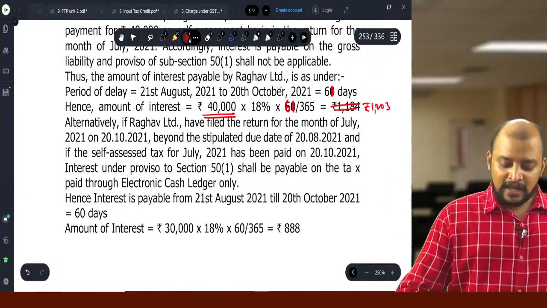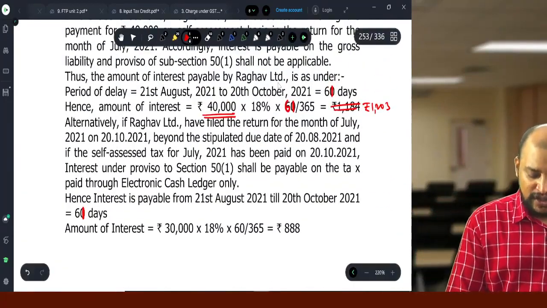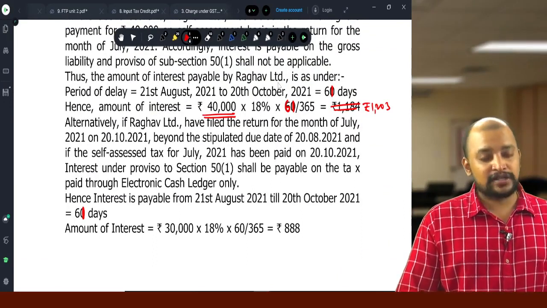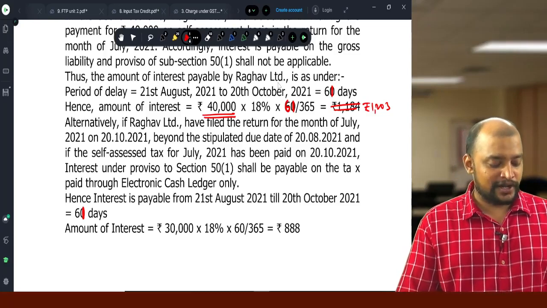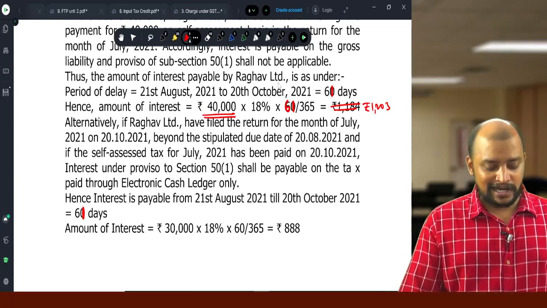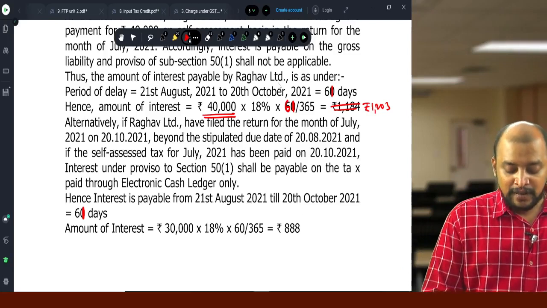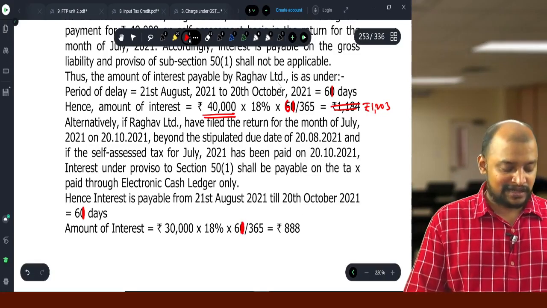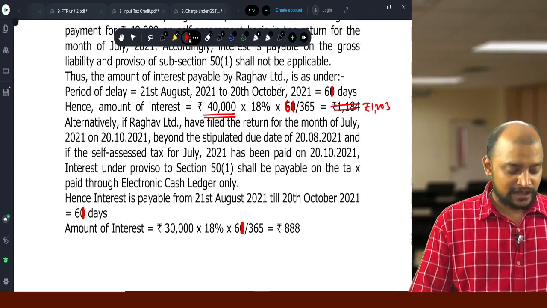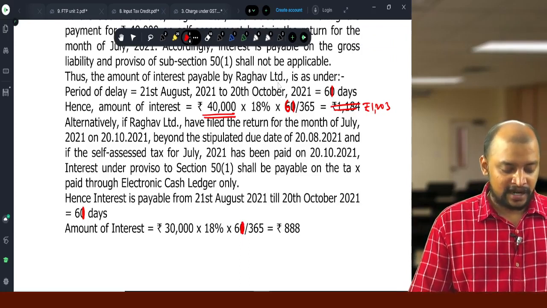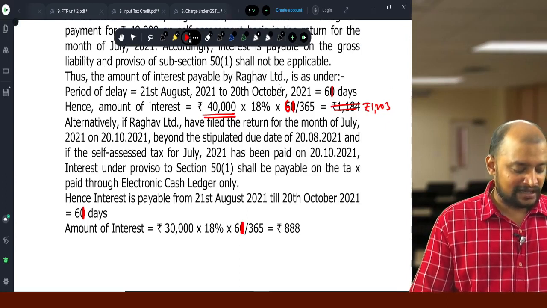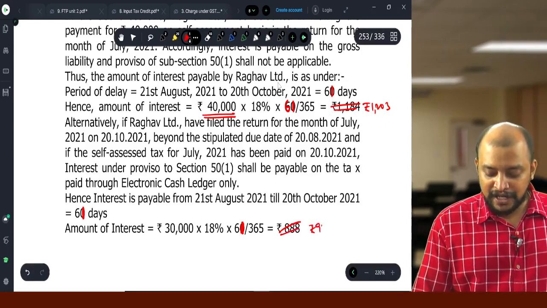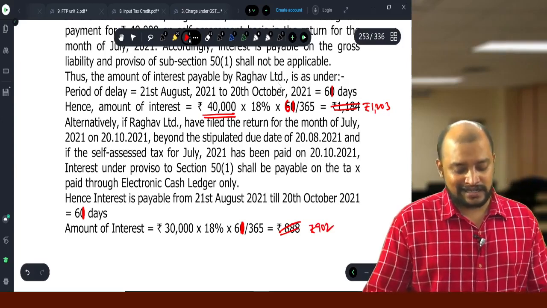Same, again 61 days because 21st August till 20th October. See here, 21st August. August also should be counted. So 11 days in August, 30 days in September and 20 days in October. So 61 days. But it will be computed only on 30,000 into 18% into 61 divided by 365. That will be 902 rupees. So we need to take 902 rupees as the interest in this case.